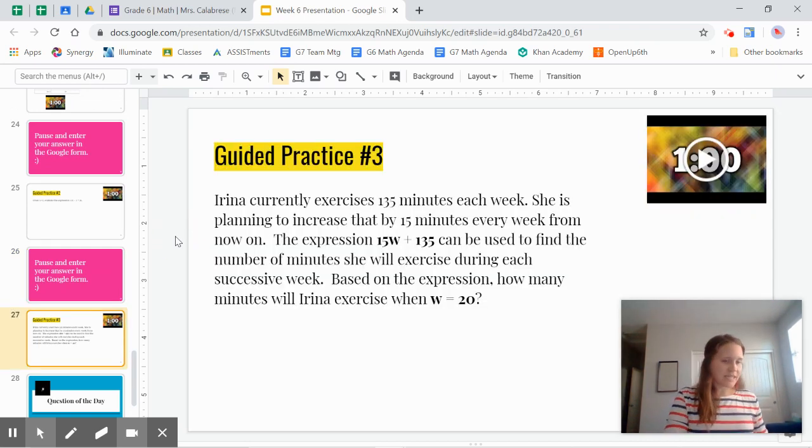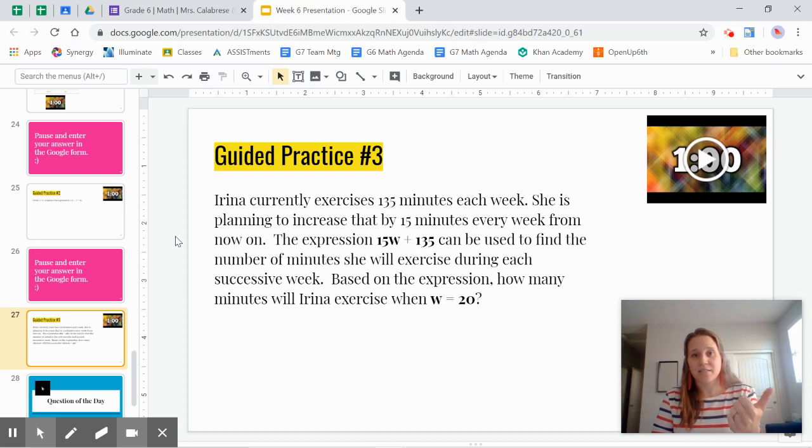All right, let's read it together. Irina currently exercises 135 minutes each week. She is planning to increase that by 15 minutes every week from now on. The expression 15W plus 135 can be used to find the number of minutes she will exercise during each successive week. Successive means next. Based on the expression, how many minutes will Irina exercise when W equals 20?